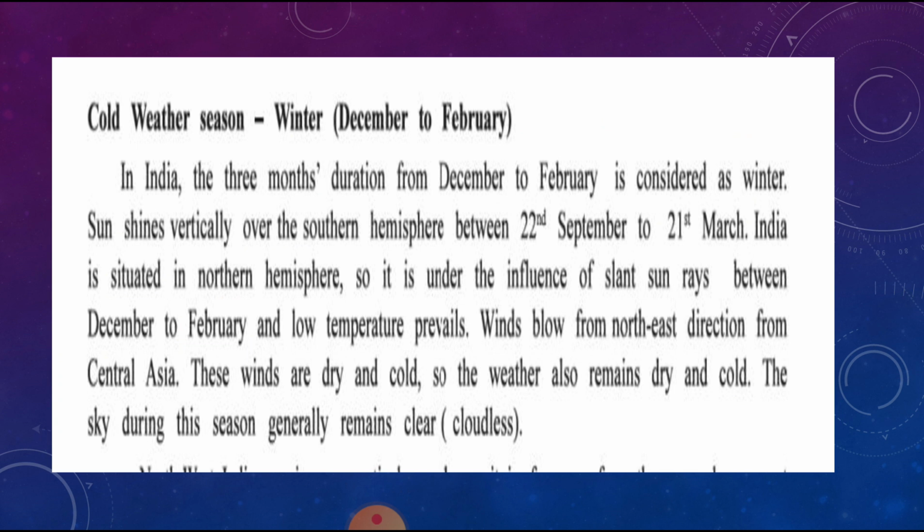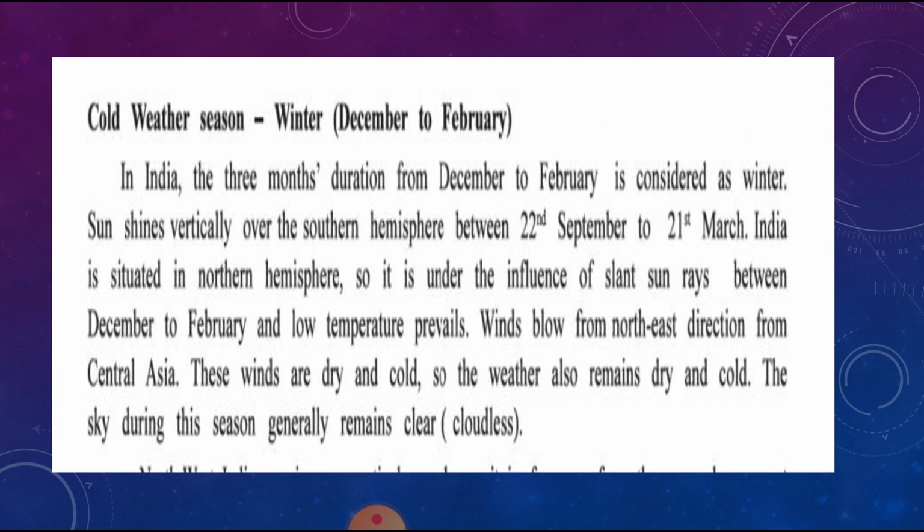And the sun shines vertically over the southern hemisphere between 22nd September to 21st March. See, India lies in the northern hemisphere, and the sun shines vertically over the southern hemisphere between what? Between 22nd September to 21st March. India is situated in the northern hemisphere, so it is under the influence of slant sun rays between December to February, and low temperature prevails.